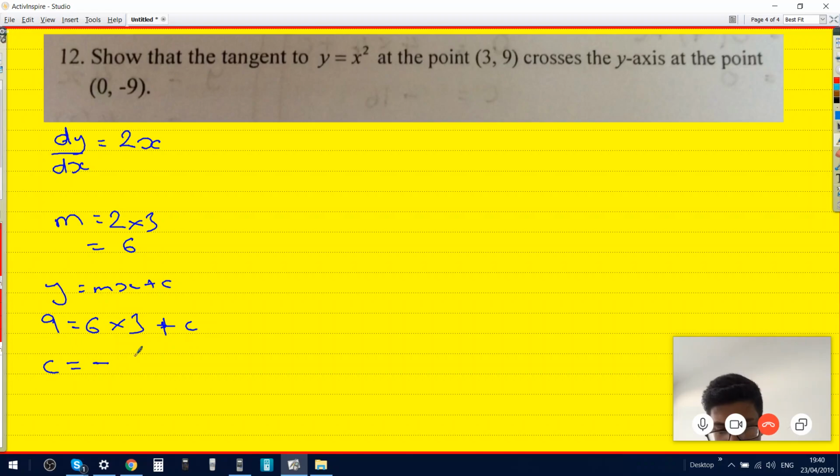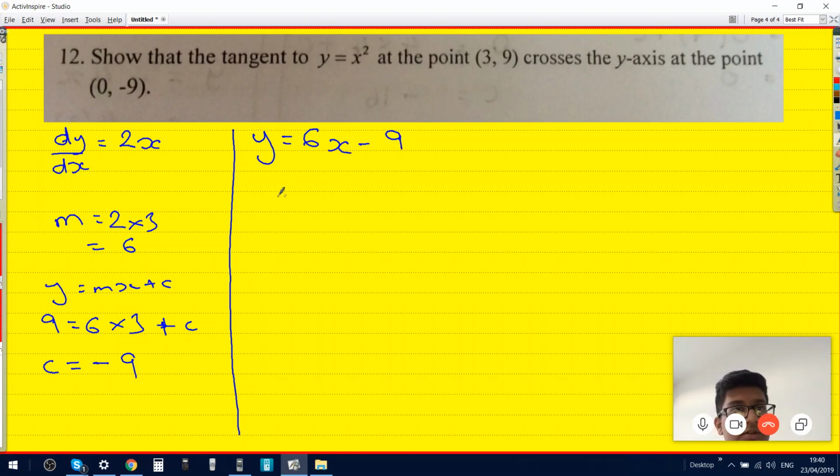And so what is c? Yeah, so we've got minus 18 for c. I think it was 9 equals 6 times 3 plus c. Yes. 6 3s are 18, right? So then you just minus 18 from both sides. So minus 9, yeah, minus 9. Okay. So we've got minus 9 for c. Y equals 6x minus 9.